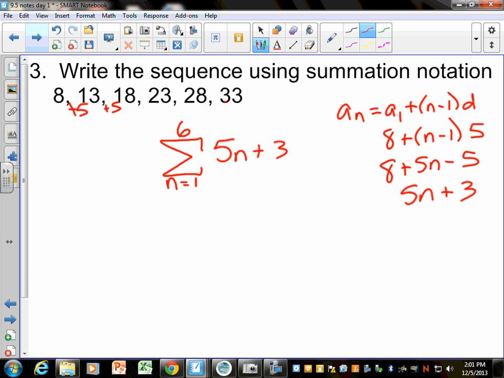I don't care what letter you use, but whatever letter you use here, it has to be the same letter up here, or otherwise it doesn't match, right? It doesn't tell people what to do.